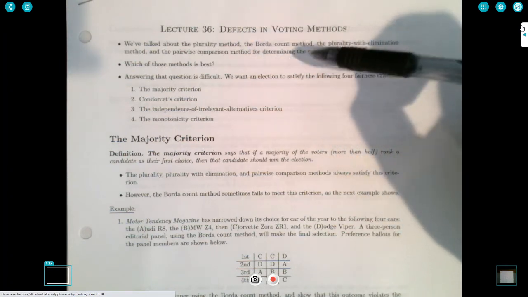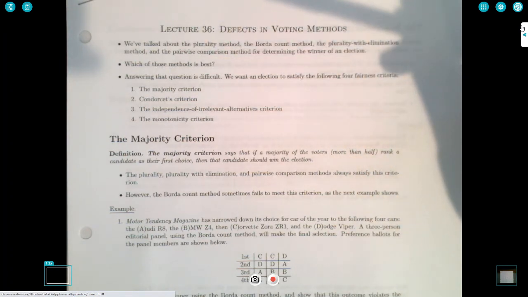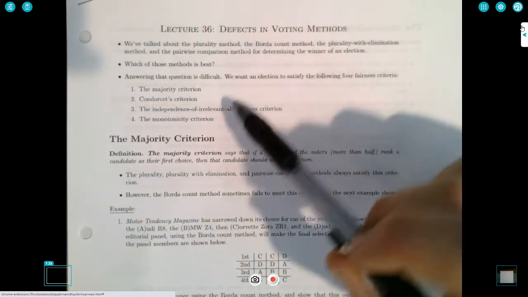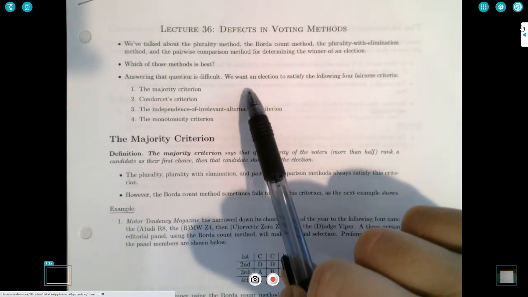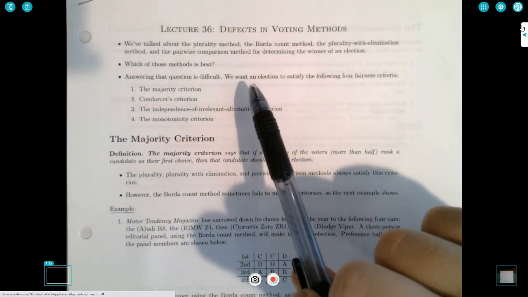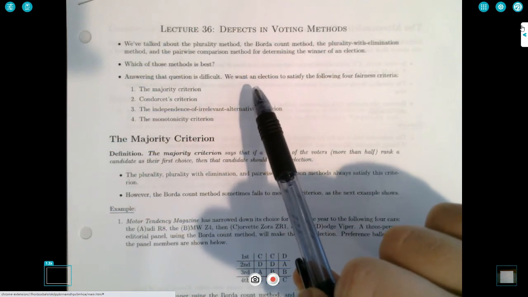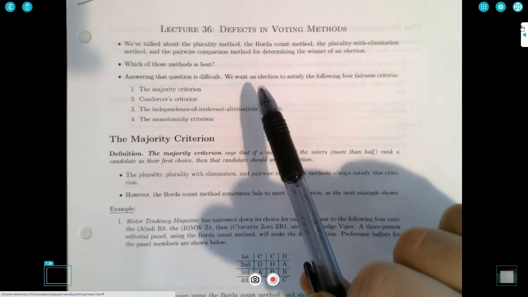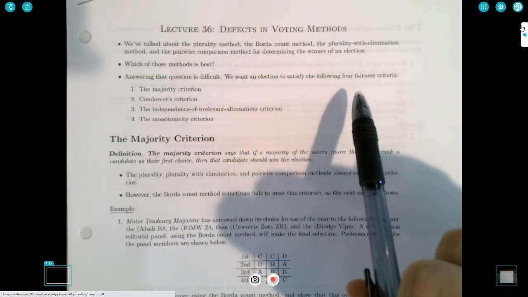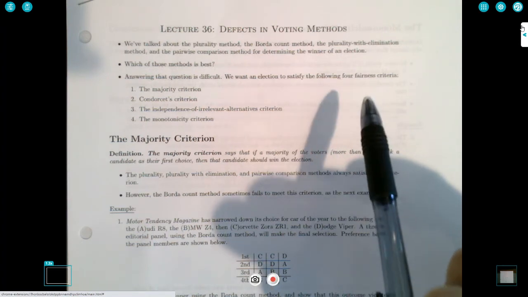But the question is, of those 4 methods, which one is best? And answering that question is difficult. What we want is a fair election, right? Ultimately, that's what we want. And we're going to determine how fair an election is based on the following 4 criteria. So we call these the 4 fairness criteria.